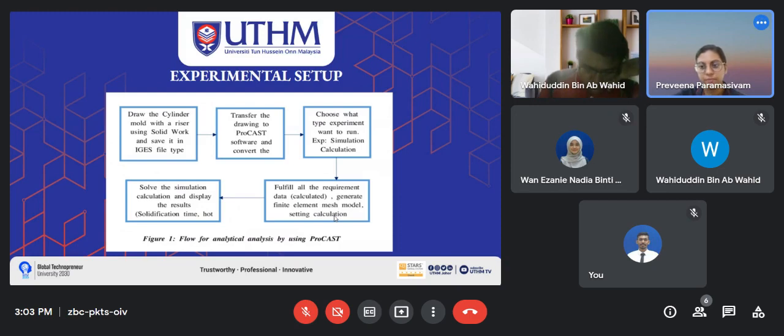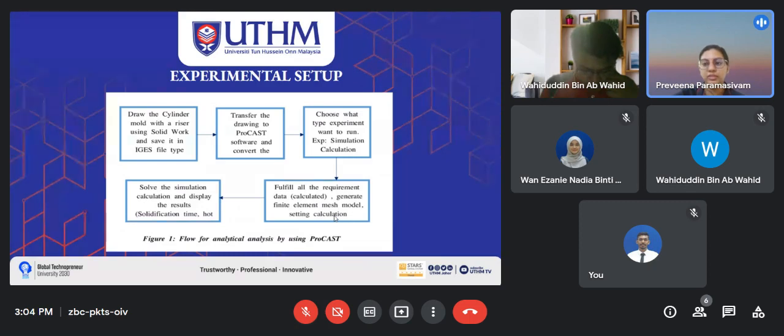in a casting model. So in that way, the software was used to predict the thermal hotspot in the cylinder casting model before we continue the process of casting into a real life situation or applications. The figure below shows the analytical analysis by using ProCAST, the flow of it. Initially we have to draw the cylinder mold with the riser using SolidWorks and convert the file type into an IGS type. And the drawing will be transferred to ProCAST and converted to the model.